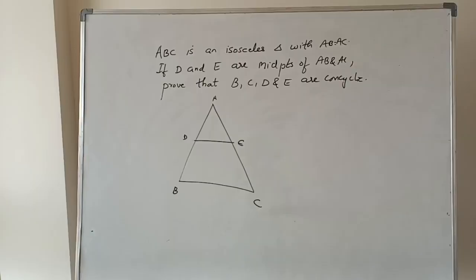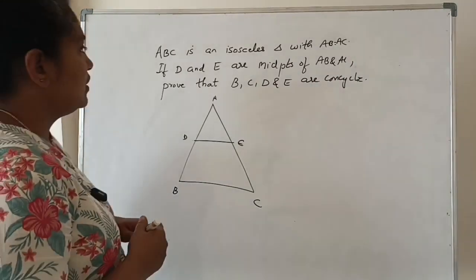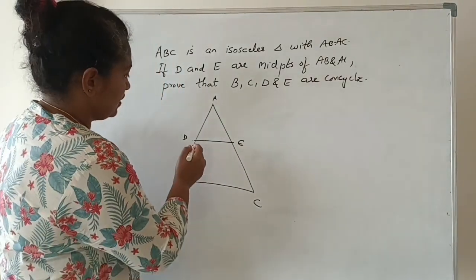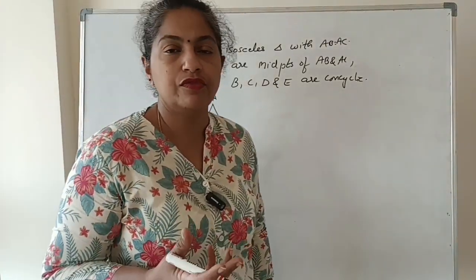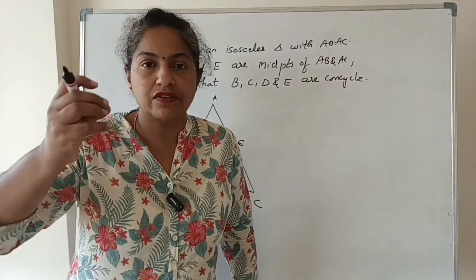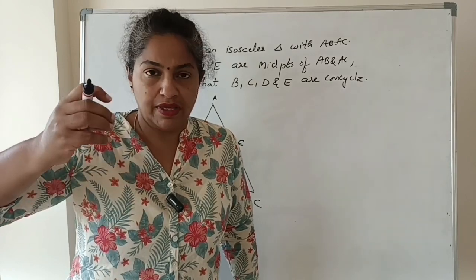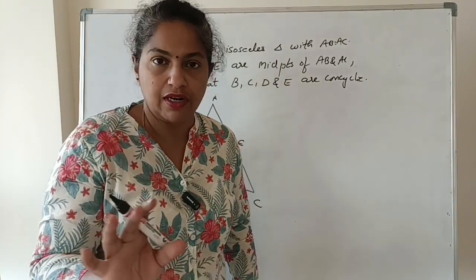Okay. ABC is an isosceles triangle with AB equal to AC. If D and E are the midpoints of AB and AC, prove that B, C, D and E are concyclic. Okay, so B, C, D and E are concyclic. So we need to prove that they are points on the circumference of a circle. Basically, they form a cyclic quadrilateral, right?